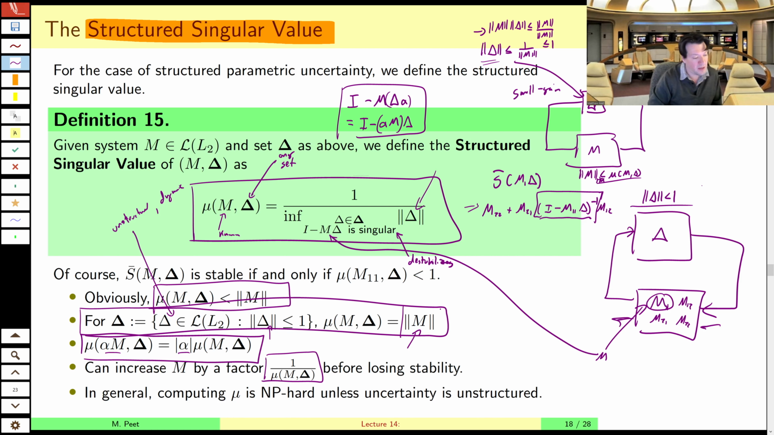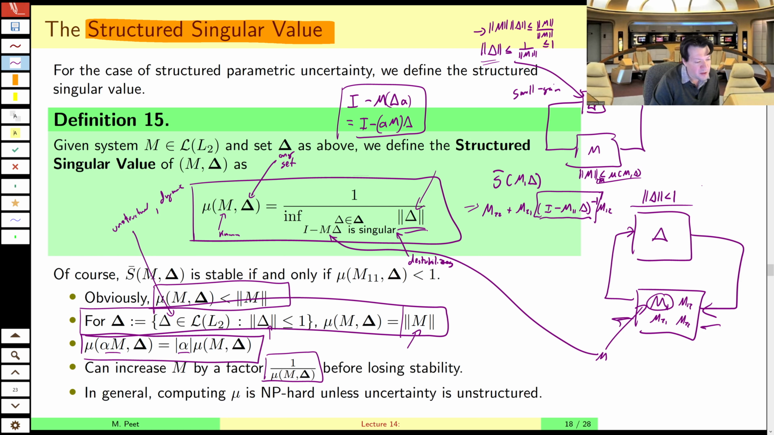So, again, it's a little bit confusing because we've got this 1 over term, and we're finding a bound on delta, but that's how the structured singular value is thought of, and so what can we do with this?